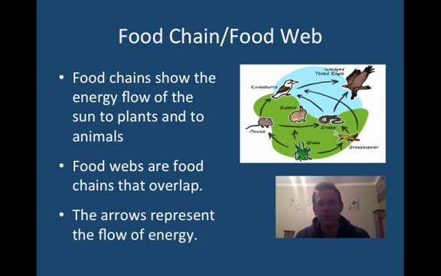Food webs, that's just a bunch of food chains intermixed right here. So if this right here, from the grass to the mouse to the bird to the wedge-tailed eagle, that was a food chain. This food web has a bunch of food chains that are mixed together. I think most of y'all know, just to review, arrows represent the flow of energy. Okay?